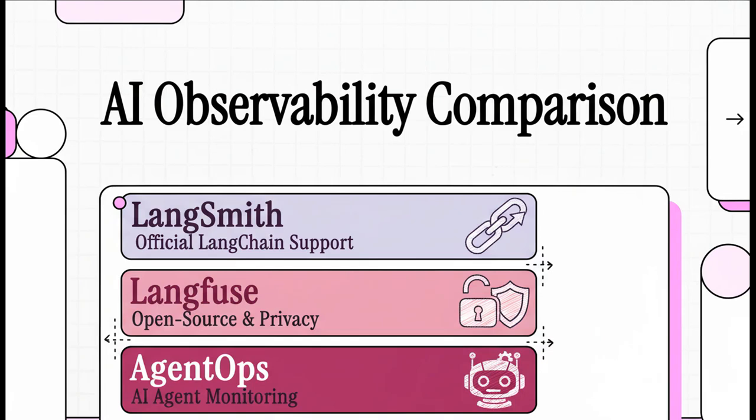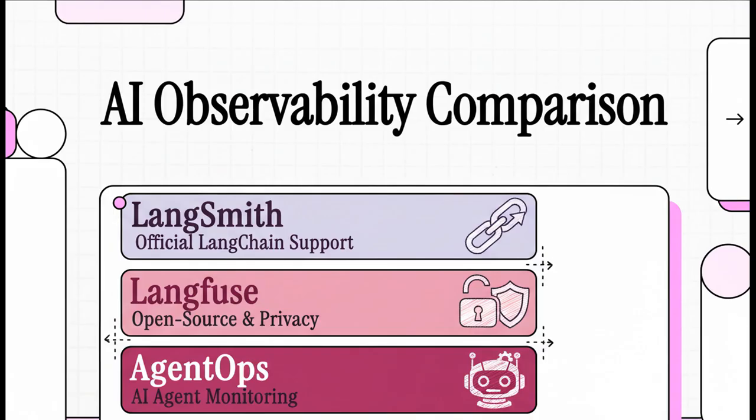Hey everyone, and welcome. If you're building with AI, you've probably hit that point where you ask yourself a really important question. How on earth do I know what my application is actually doing in production? Well, today, we're going to dive deep and compare three of the top players in the AI observability game, LangSmith, LangFuse, and AgentOps, to help you figure out which one is the perfect fit for you.